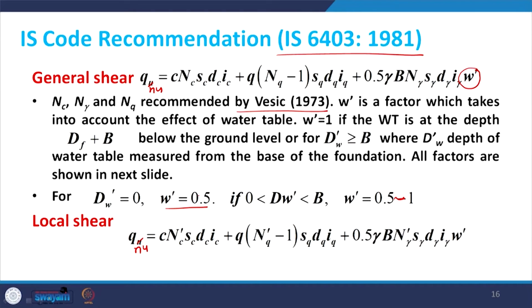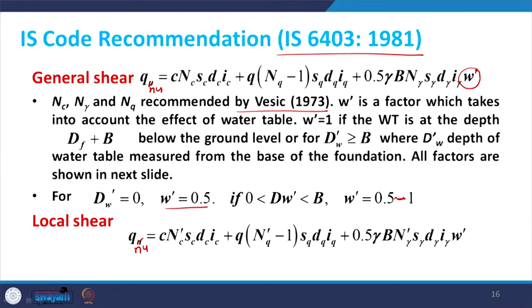If water table is below the base of the footing and up to a depth of B, then the value of W dash will be between 0.5 and 1, with minimum value 0.5 and maximum value 1.